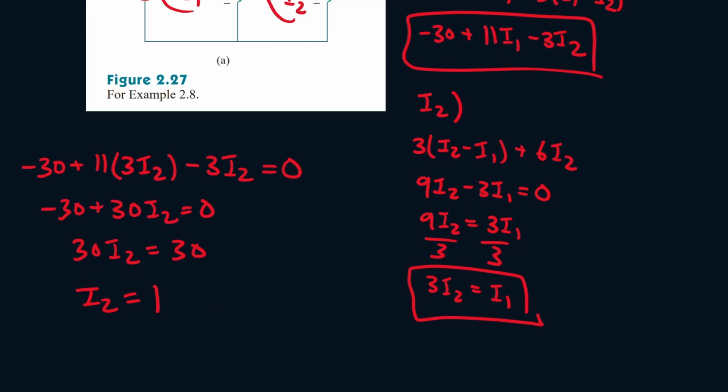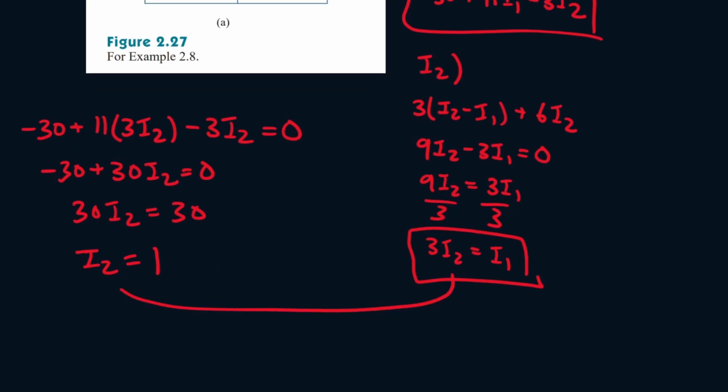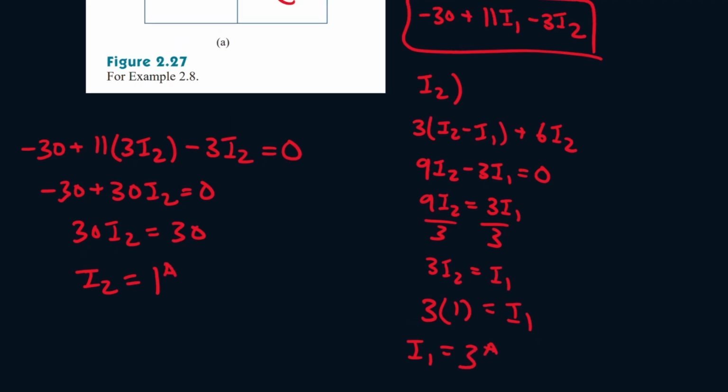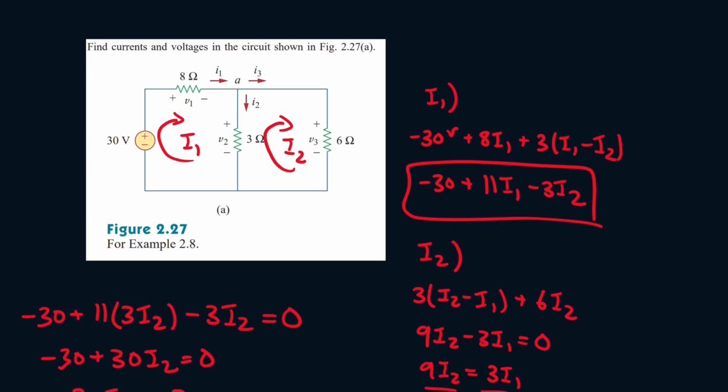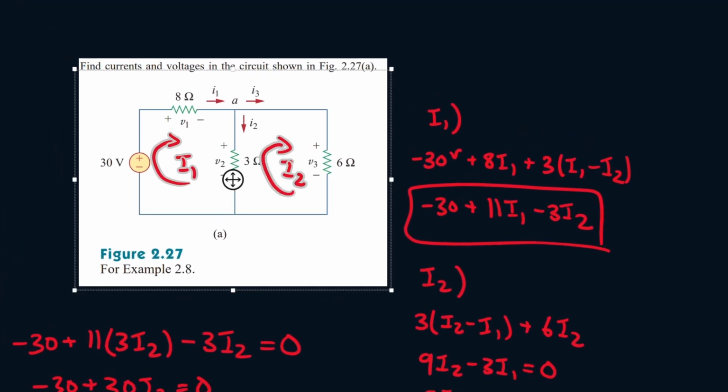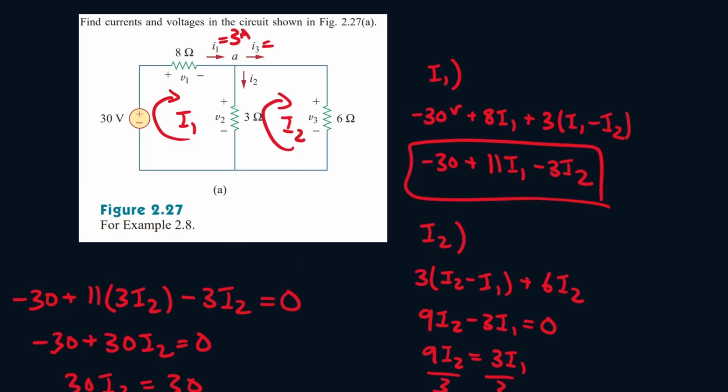And since we know I2 is 1, we can substitute that into here. So it'll be 3 times 1 equals I1. So that means I1 is actually 3 amps. Okay? So we solved for this one. I1, that is equal to 3 amps. And I3, that's equal to 1 amp.